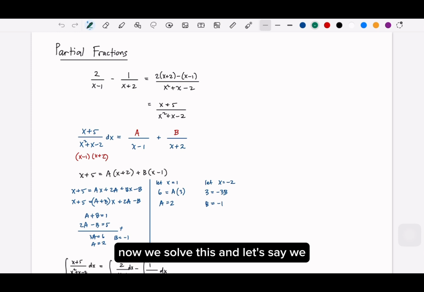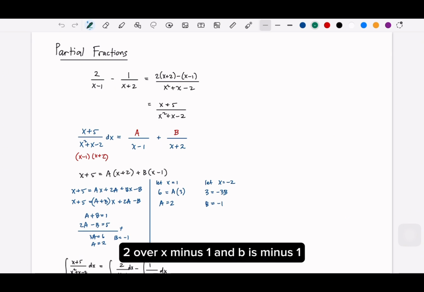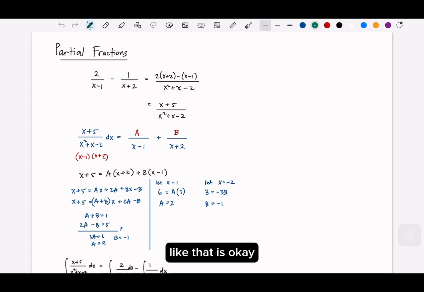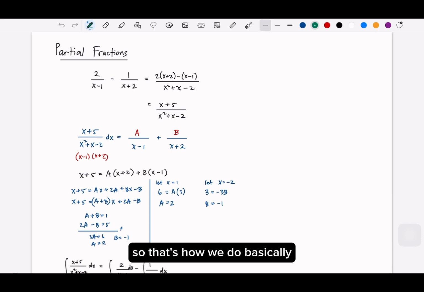Now we solve this, and let's say we add these two. This will be 3a equals 6, so a is 2. Because a is 2, then b is minus 1. So we get that this one will be 2 over x minus 1, and b is minus 1. You can write plus, and then this will be minus 1 like that. Or if we change this to here, it becomes minus, and it's supposed to be the same, right? Okay, so that's how we do it basically.